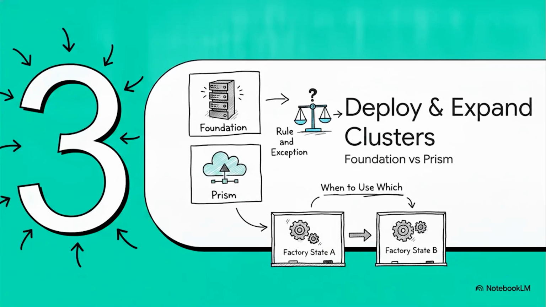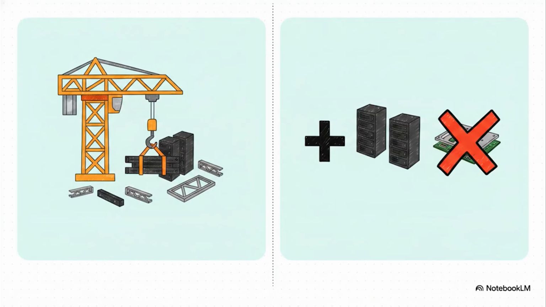Section 3. Deploying and expanding clusters. So, the crucial point is, to really master this objective, you need a rule and exception framework for our two main tools, Foundation and Prism's Expand Cluster. Foundation is your heavy lifter for day zero. You use it to form brand new clusters, and critically, it has the ability to perform bare metal imaging. It can literally take a completely blank node and install the hypervisor and AOS completely from scratch.